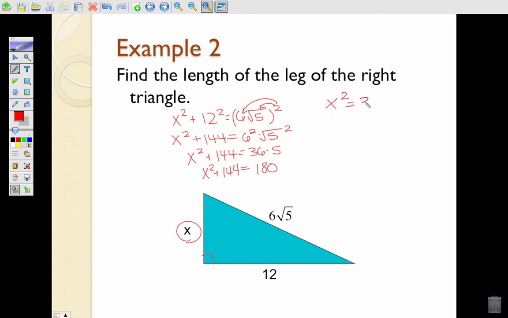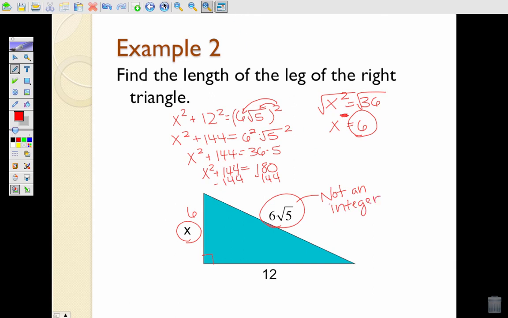We'll go up here. x squared is equal to 36. We just subtract the 144 from both sides. So take the square root. x is equal to 6. This is not a Pythagorean triple because we do not have an integer right here. So it forms a right triangle, it just does not give us what we call a Pythagorean triple.